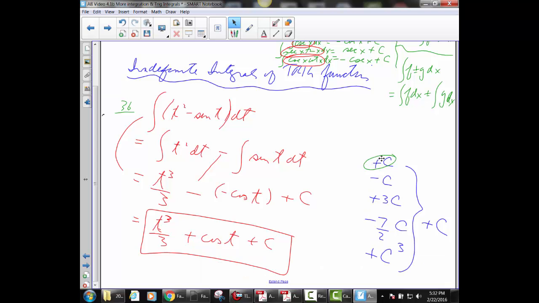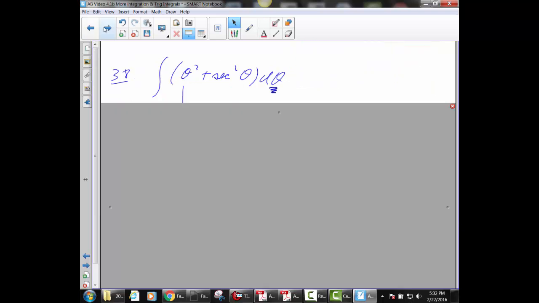Some people have asked me, does it matter whether I write plus c or minus 3 or plus 3c? Keep in mind, c is an arbitrary constant. It really doesn't matter what you write, which is why we keep it as simple as we can.